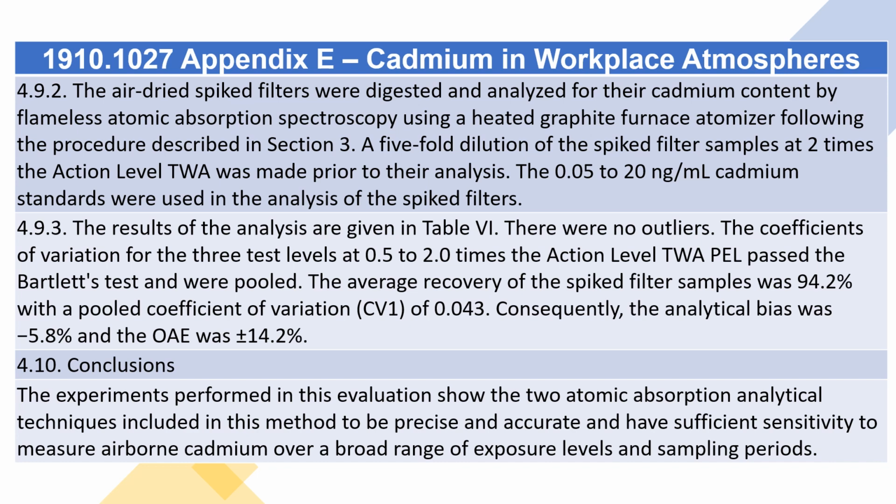4.9.3. The results of the analysis are given in Table 6. There were no outliers. The coefficients of variation for the 3 test levels at 0.5 to 2.0 times the action level TWAPL passed the Bartlett's test and were pooled. The average recovery of the spiked filter samples was 94.2% with a pooled coefficient of variation, CV1, of 0.043. Consequently, the analytical bias was minus 5.8% and the OAE was plus or minus 14.2%.